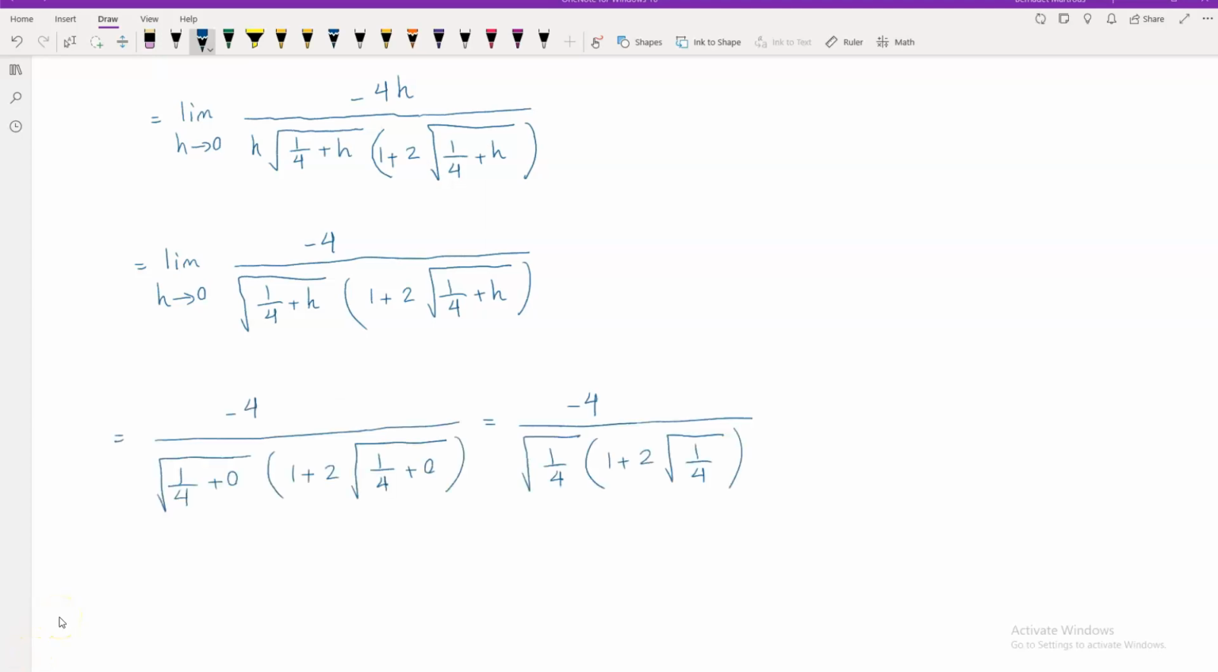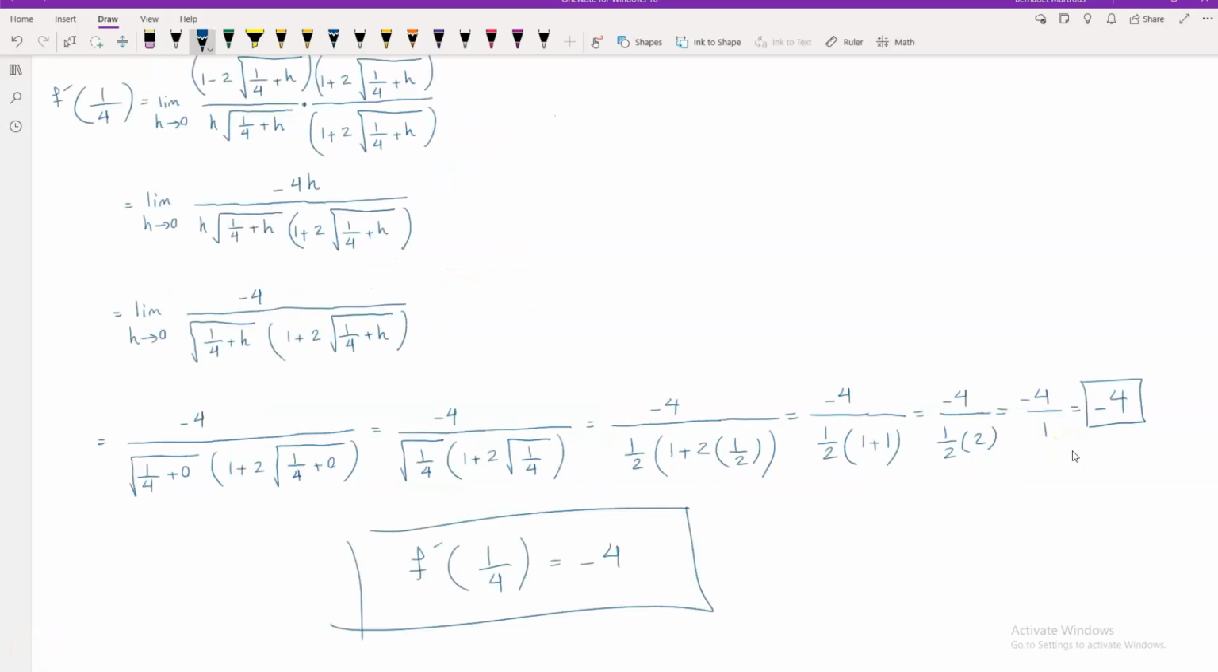Now use 0 for h. So here, simplify. We have negative 4 divided by the square root of 1/4, which is 1 over 2, times 1 plus 2 times 1 over 2. So our answer is negative 4. That means f prime of 1/4 is equal to negative 4, or the slope of the tangent to the curve at the given point is negative 4.